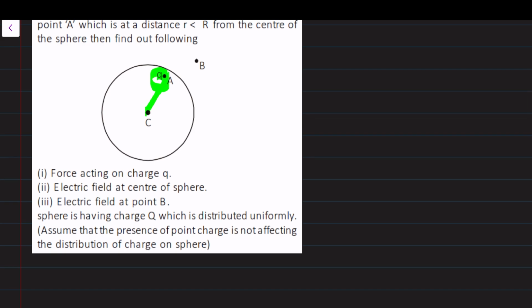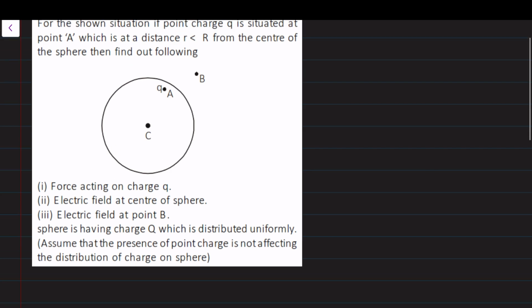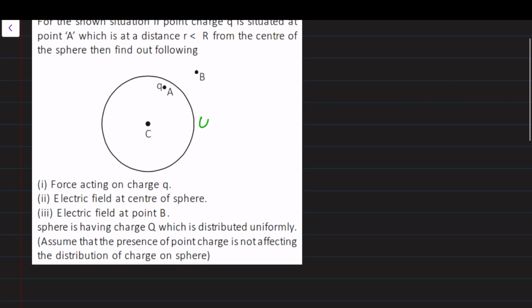We have to find the force acting on the charge Q. We have to find the electric field at the center of the sphere. We also have to find the electric field at point B. These things we have to find. Now, it is also given the sphere is having the charge Q, which is distributed uniformly.